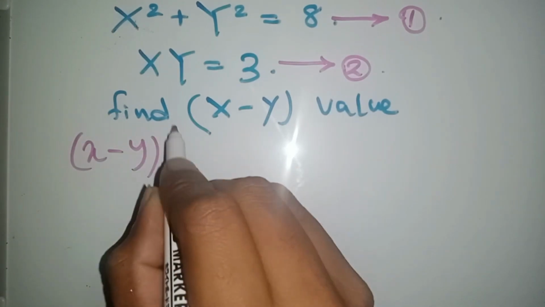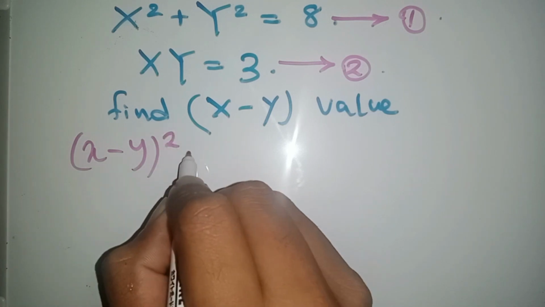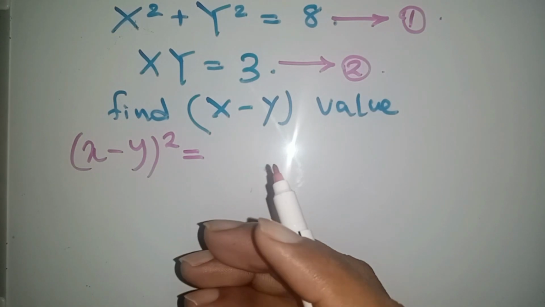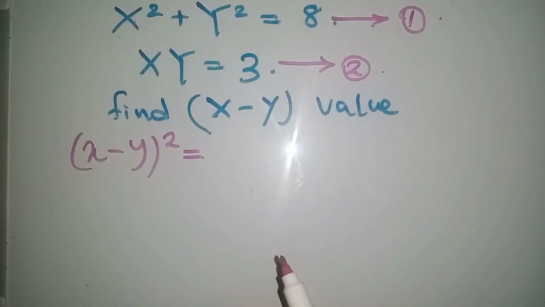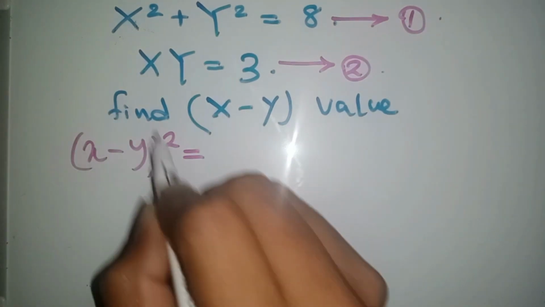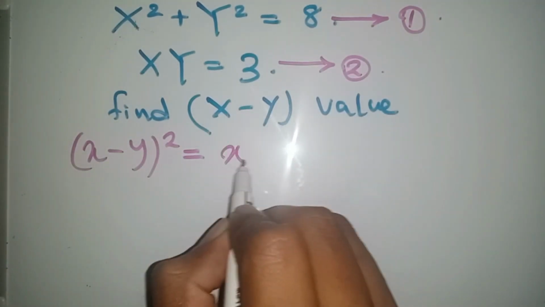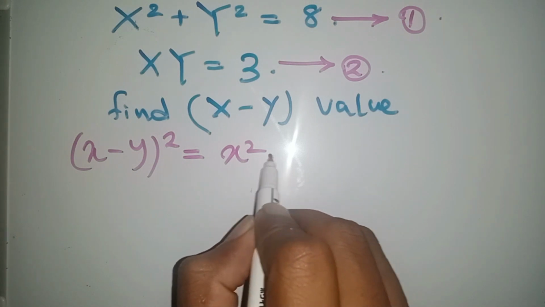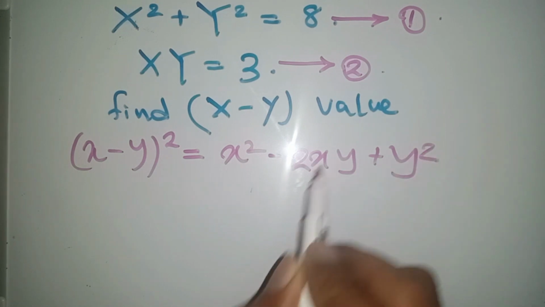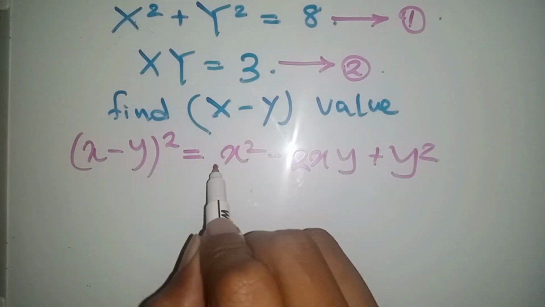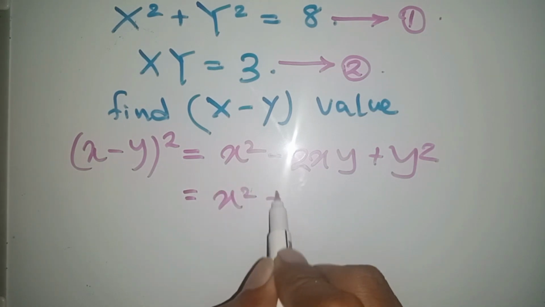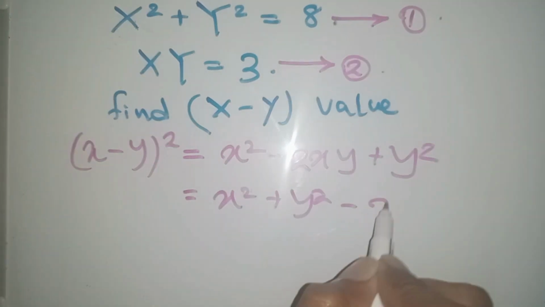power of x minus y equals, according to some fundamental mathematical theories, I can expand this expression as x square minus 2xy plus y square. Then I can rearrange this expression as x square plus y square minus 2xy.